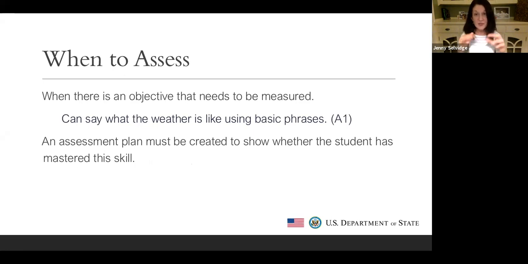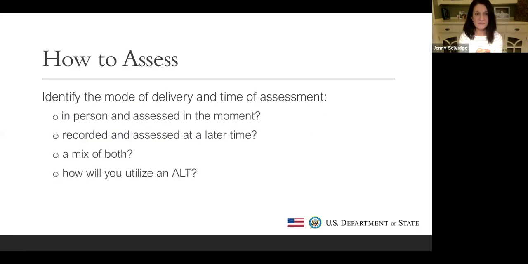So I went to that online GSE toolkit to find an A1 task because someone in a previous webinar asked specifically for A1 speaking tasks. So this is one of them: can say what the weather is like using basic phrases. So I start with my objective, and then I need to create a plan to show whether the student has mastered this objective. Okay, next.